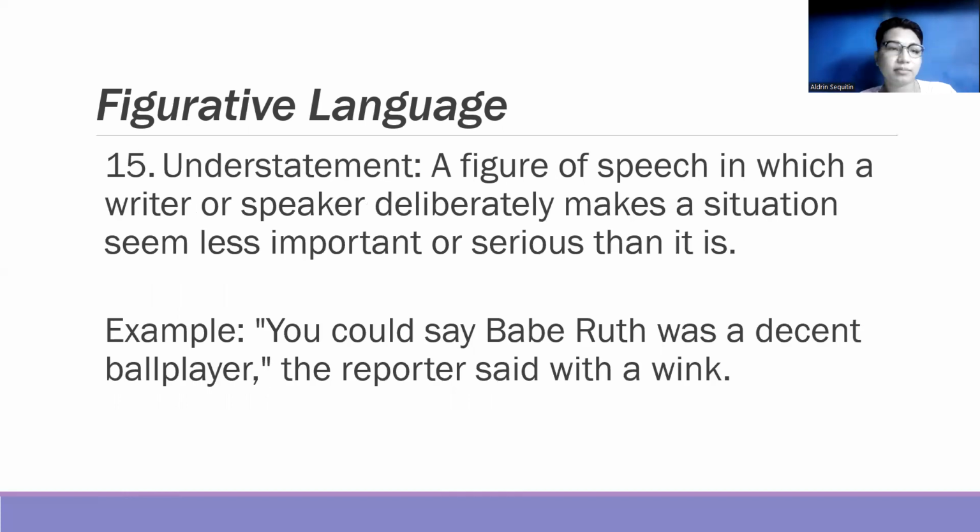Next would be understatement. Understatement is a figure of speech in which a writer or a speaker deliberately makes a situation less important or serious than it is. So in here, we are lessening. Okay, we are somehow not taking a certain situation seriously. Okay, so for example, you could say Babe Ruth was a decent ball player, a reporter said with a wink. Or so, for example, you have taken an exam, and then your classmate got a score of 12 out of 100. So you could tell that, oh, it is not that low, or your score is not that low.